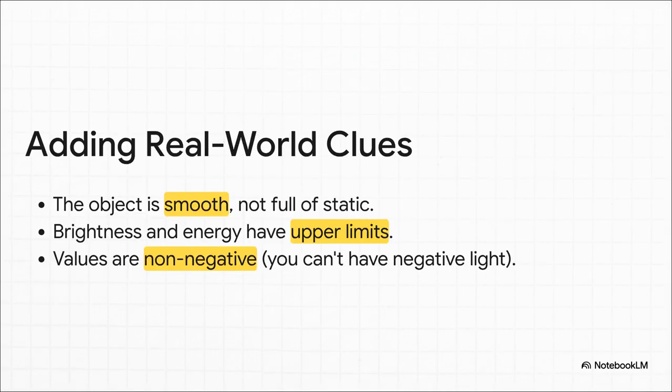So what do these real-world clues actually look like? Well, a lot of the time it's just common sense. We know the original object is probably smooth, not full of random static. We know there's a limit to how bright it can be. And we definitely know you can't have negative light, right? This whole process of adding smart constraints to guide the solution, it has a name. It's called regularization. It's how we weed out all the absurd possibilities to find an answer that actually makes sense.